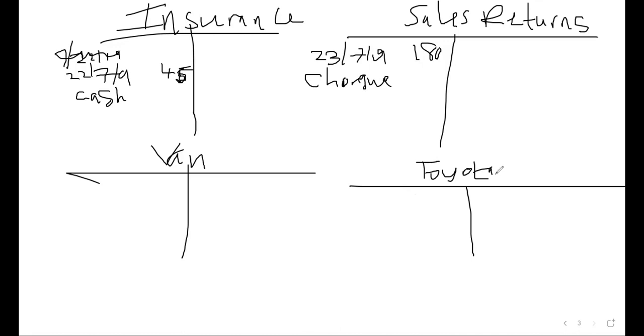So we bought from these. So these are our creditors because we bought on credit. Okay, then the van is an asset. We bought this van on which date?